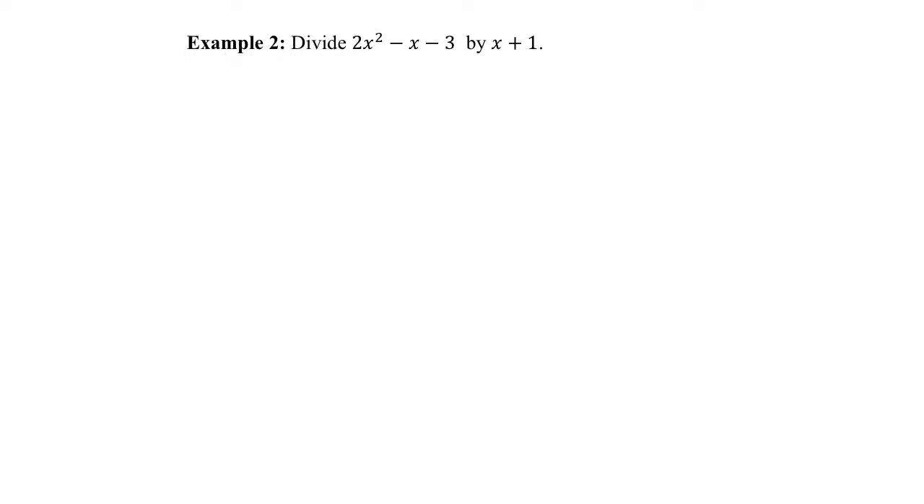Let's do this. Working with the person next to you, try the second one. And then we'll go over the third one together. So your answer is x plus 5. If this divided evenly by x plus 5, then the remainder would be what?